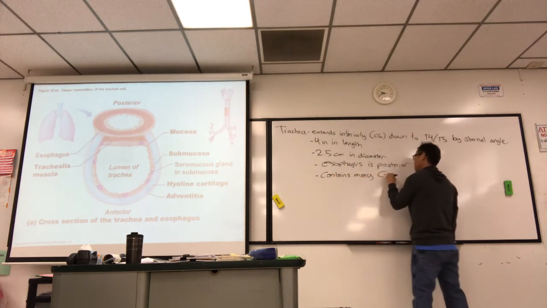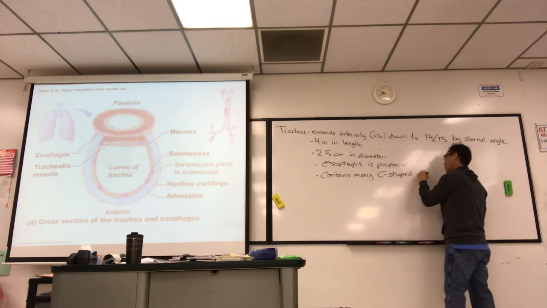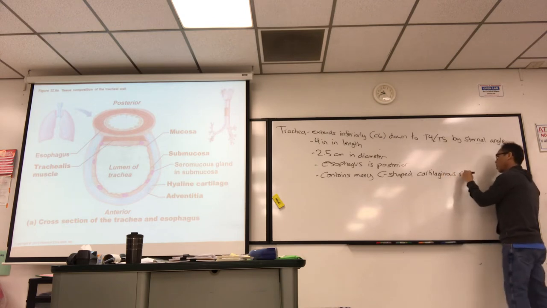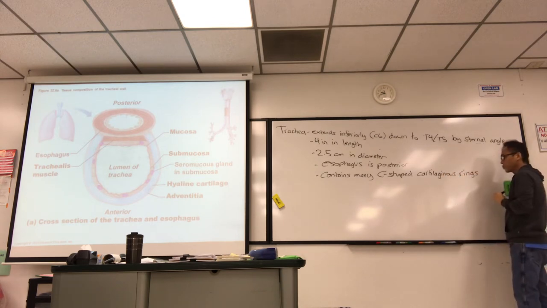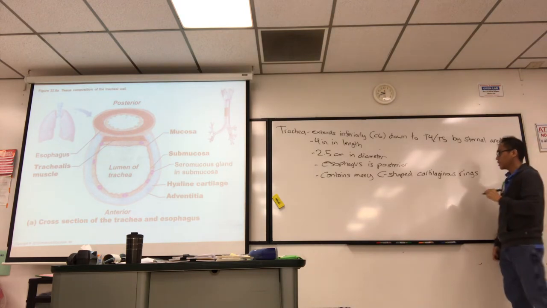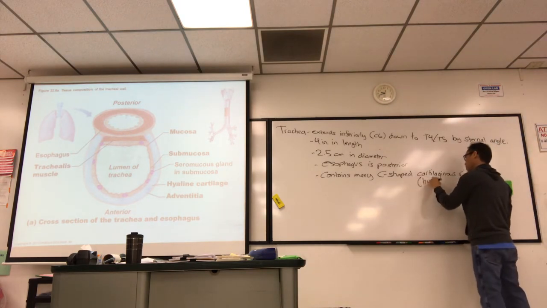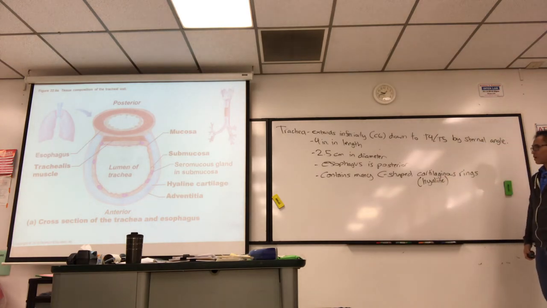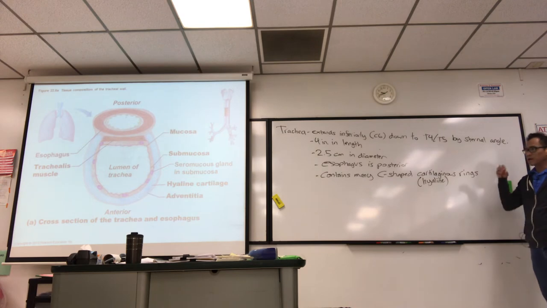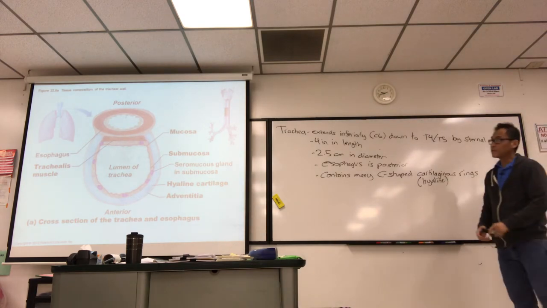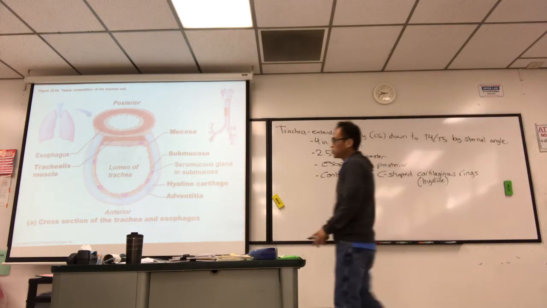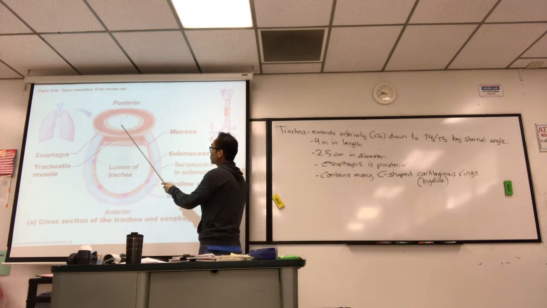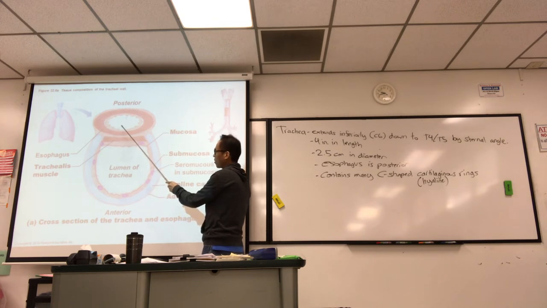Means many C-shaped cartilaginous rings. Again, the cartilage is a hyaline cartilage, and it helps keep the airway patent. The reason for being C-shaped and not a complete circle is that you want the back to be soft. So there's soft tissue in the back. There's a trachealis muscle. You don't have to know that, but that helps to accommodate the food that you swallow.